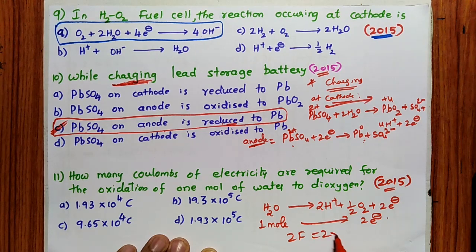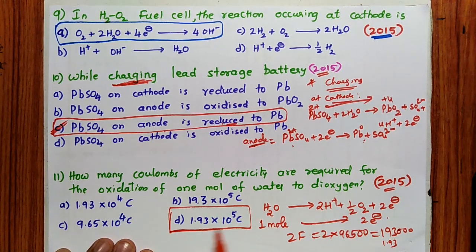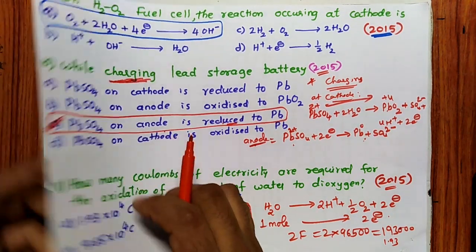2 Faraday means 2 into 96,500. So the answer is 1,93,000. Answer is 1.93 into 10 to the power 5 coulomb. So the answer is this. Remember this reaction: H2O gives rise to 2H plus plus half O2 plus 2 electron. So answer is D. That is the 11th question.